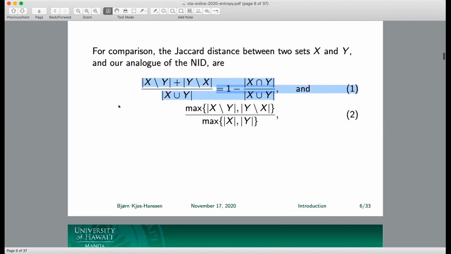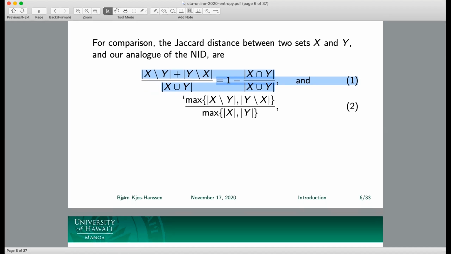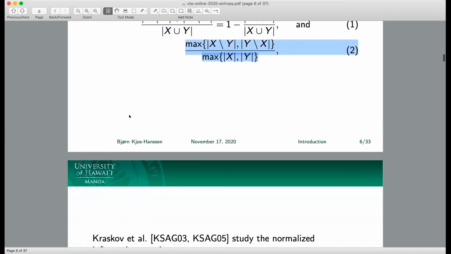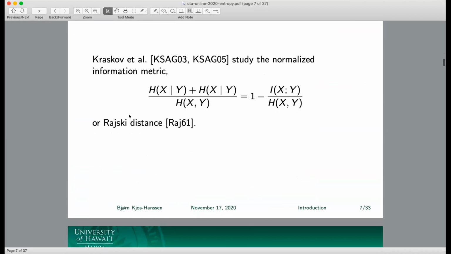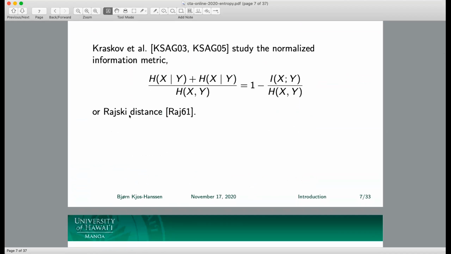The analog, similar to normalized information distance, is as follows. Instead of adding up the two left and right moon-shaped regions of the Venn diagram, we take the maximum of them, and also the maximum in the denominator. So far we have the setting of Kolmogorov complexity and the setting of cardinality of a finite set. There is another way this analogy extends to, which is entropy.